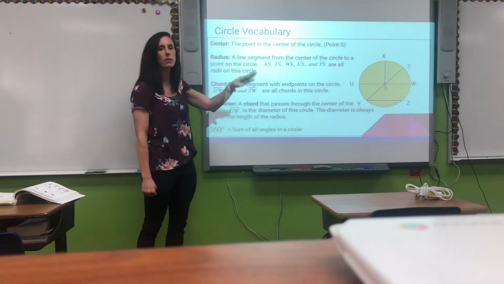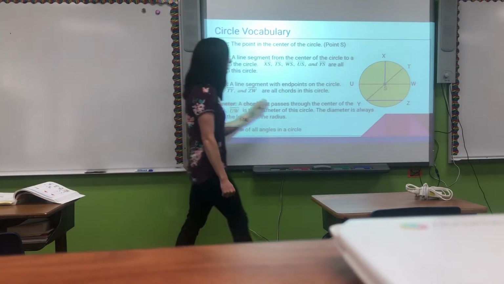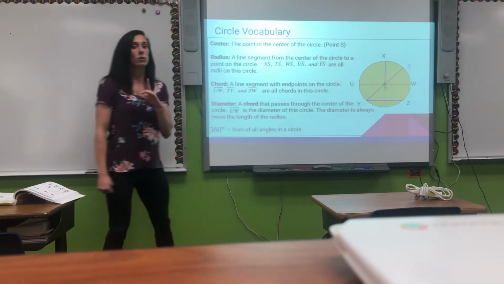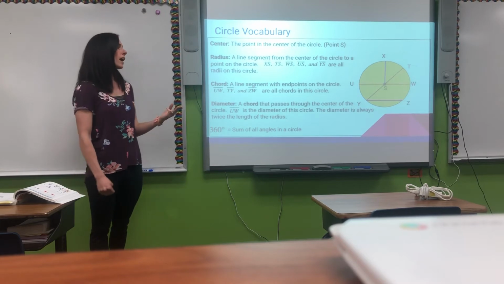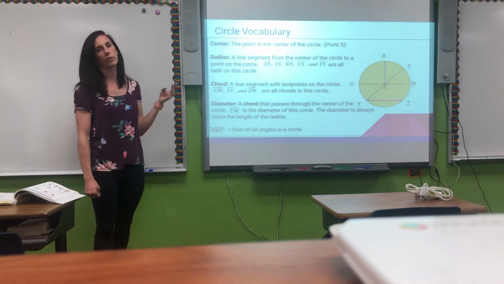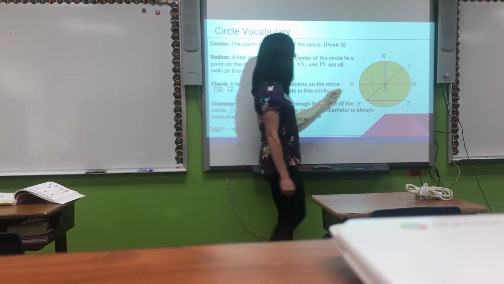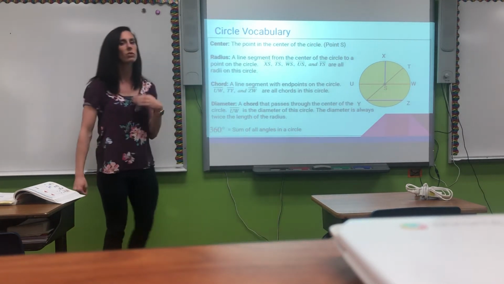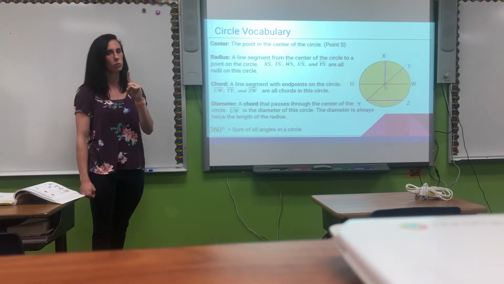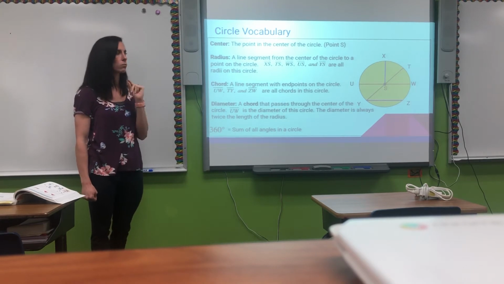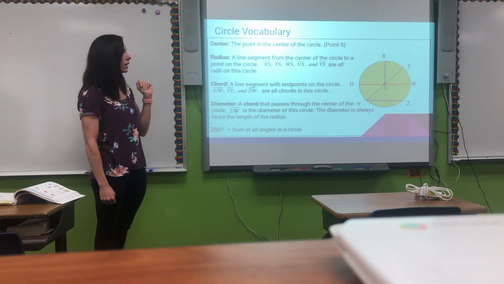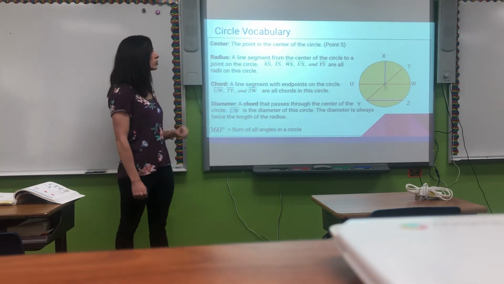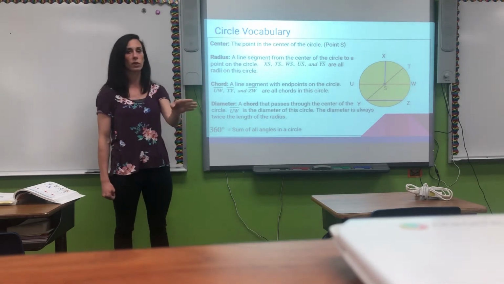And again, it doesn't matter how you name them. So UW and WU are the same. So what is important is if you were asked to name 3 chords on this circle, you couldn't say UW and WU because those are the same thing. That would only count as one. So that's really important, okay? And then diameter. Diameter is a chord. It's still a chord. It's just that it also passes through the center.